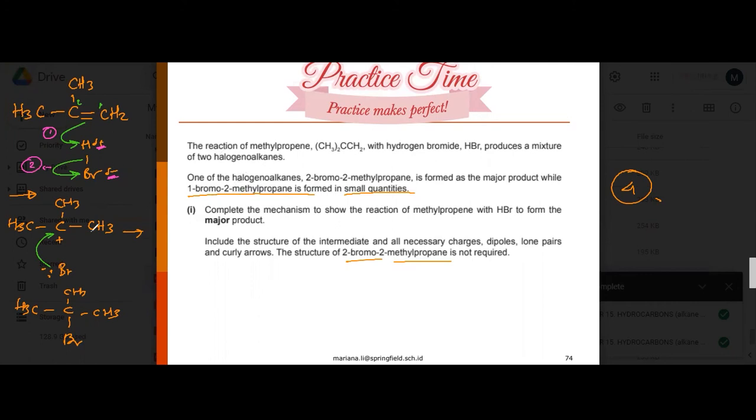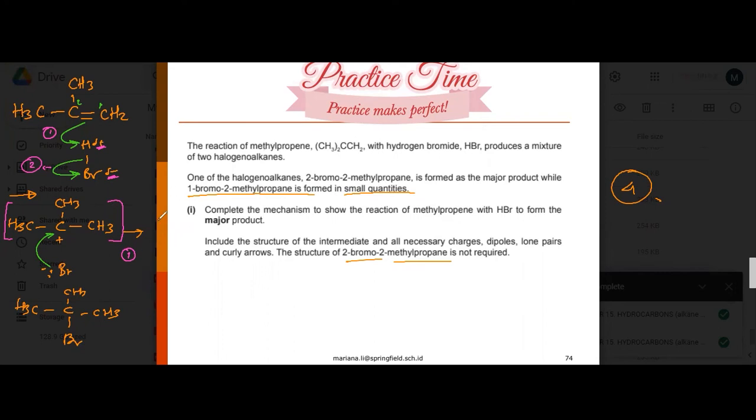The third point is for the correct structure of the intermediate, the tertiary carbocation. If you draw the structure correctly, you will get 1 point. That means you already understand that hydrogen will go to the first C, not the second C.